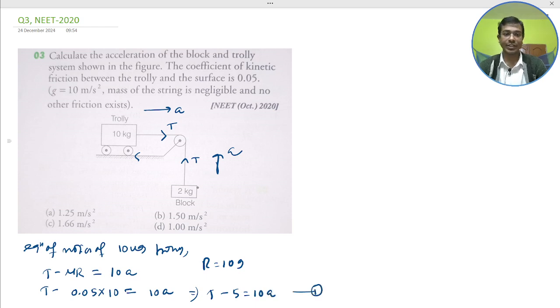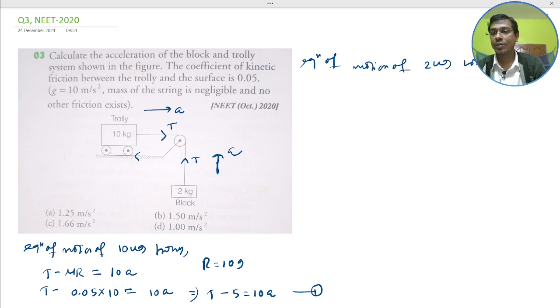Next one, the equation of motion for the 2 kg block: 2g minus T equal to 2a. 2g means mg. So 2 into 10 g minus T equal to 2a.